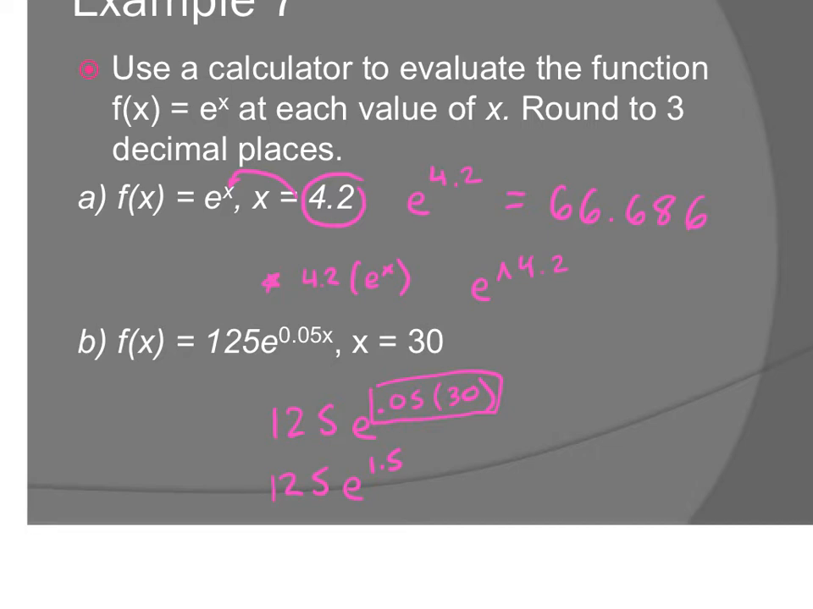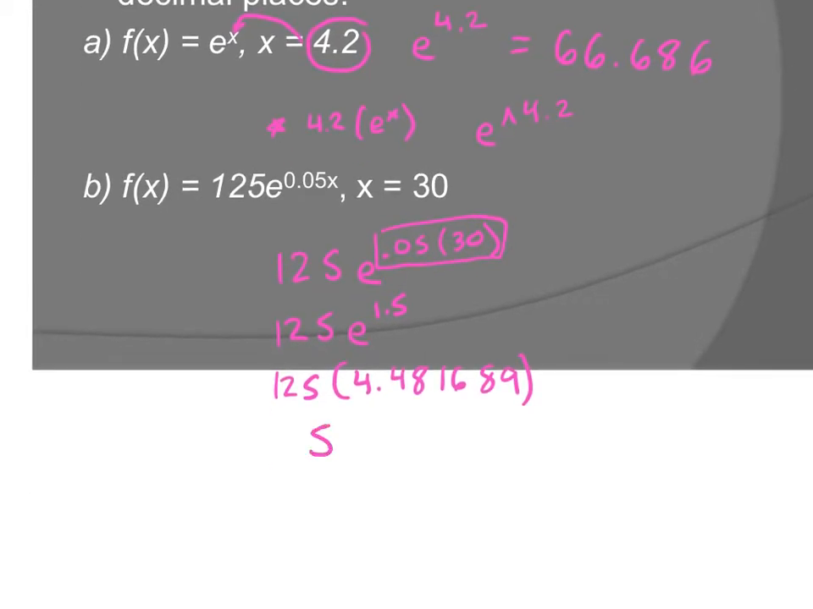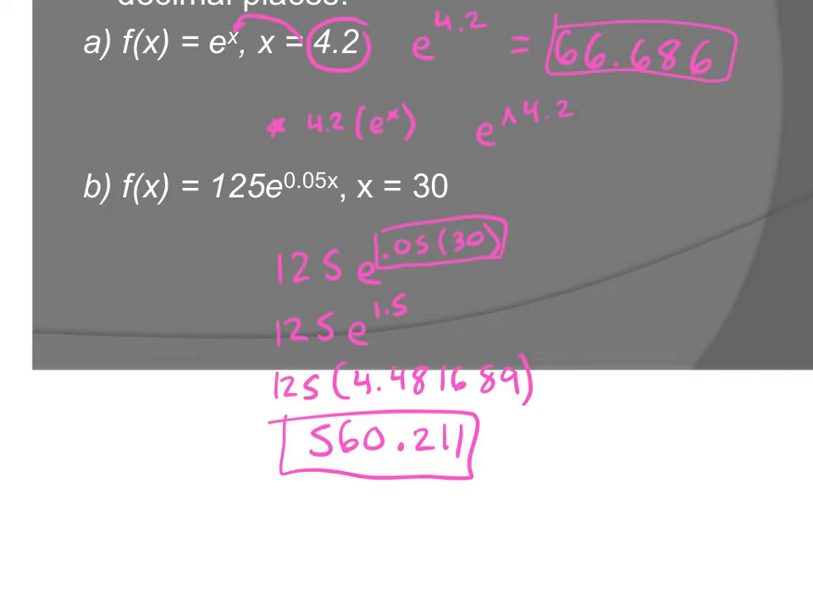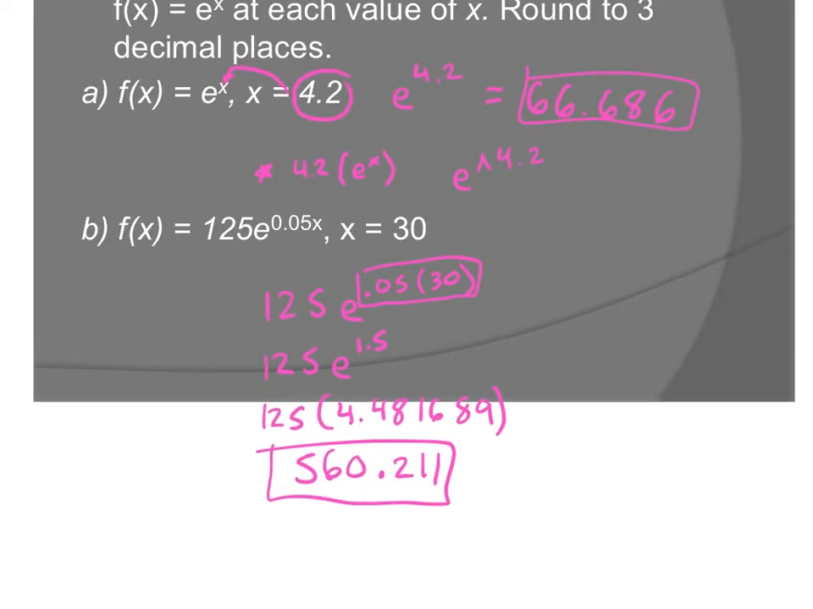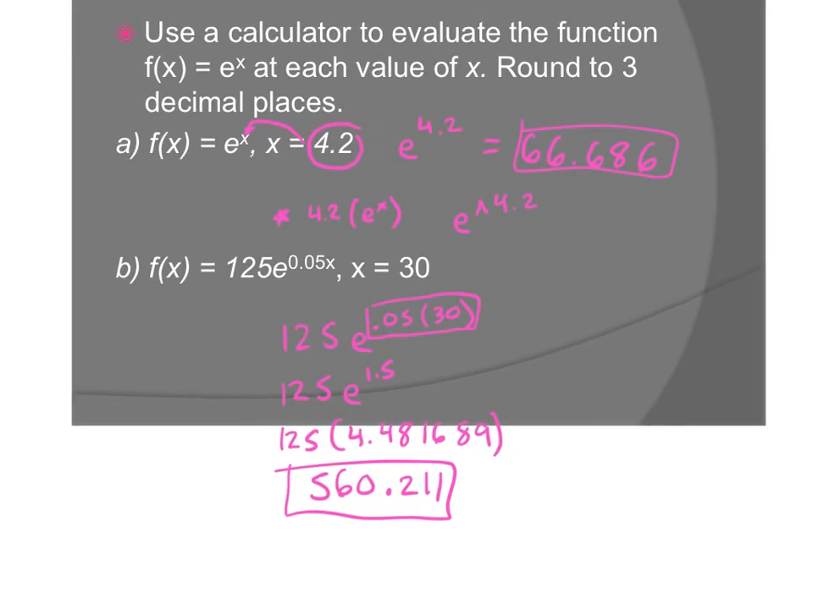And then we would do e raised to the 1.5, which is 4.481689, times 125. It's best if you just leave it in the calculator and then multiply it by the 125 so you get a more exact answer. So we get 560.211. Anybody agree with me? Anybody else got that? Yeah. Okay, good. So this is just putting it into the calculator.